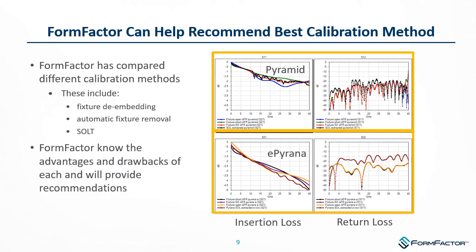In addition to the impedance standard substrate work we have done, we've also done extensive work evaluating the performance of different calibration methods with the Pyramid probe card and the custom ISS. Here we show the comparison of different calibration methods on the Pyramid probe card and the Piranha technology. We compared fixture de-embedding, automatic fixture removal, as well as the standard SOLT calibration method. We know the drawbacks and advantages of each method and when you should select the appropriate calibration method based on your test vectors, whether you're measuring just magnitude or a phase measurement, as well as the accuracy and return loss that you require.